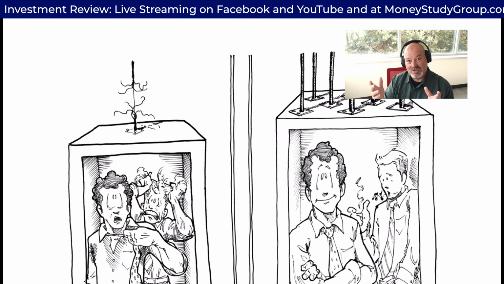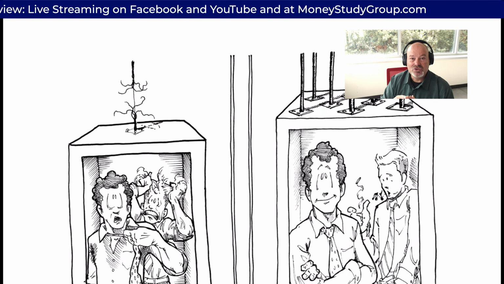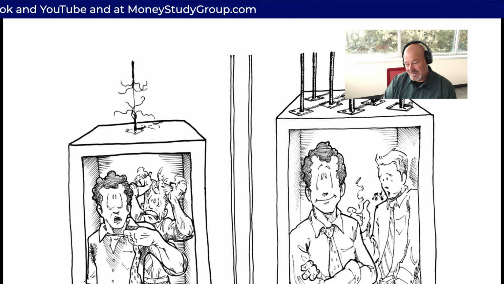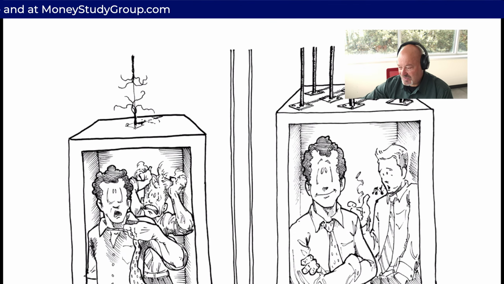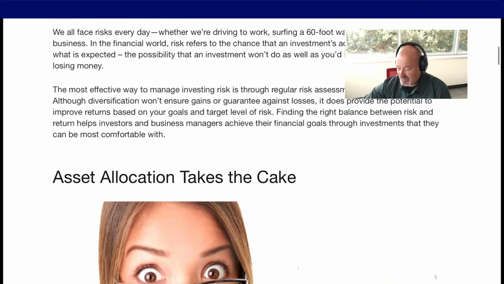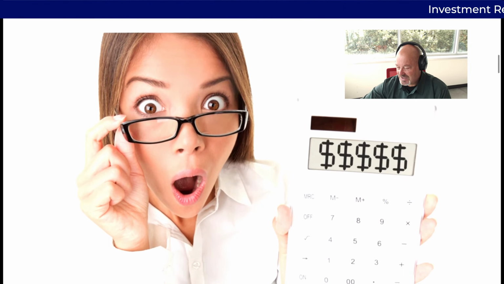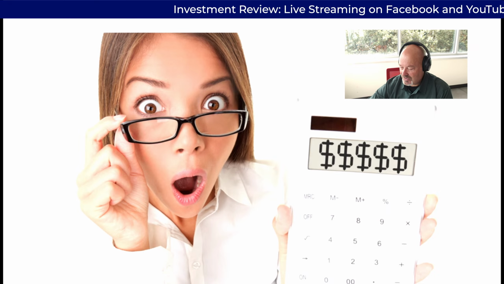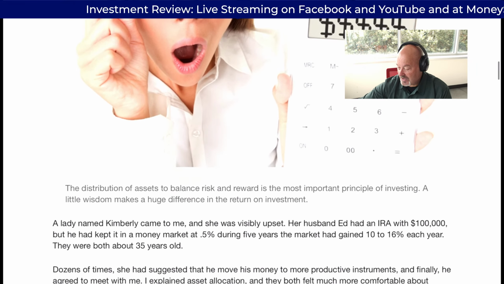I'm not going to, except to help you understand that you do not want to put all your eggs in one basket. And this is an image to make you smile and help you remember diversification. So asset allocation, again, is the number one strategy that determines the outcome of your portfolio.